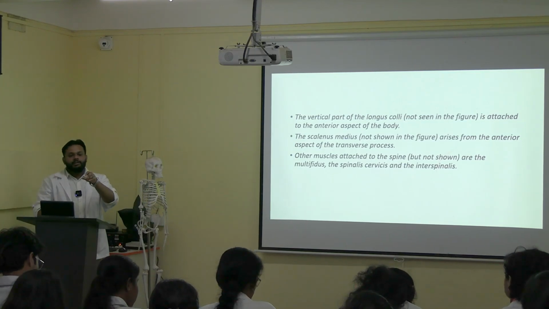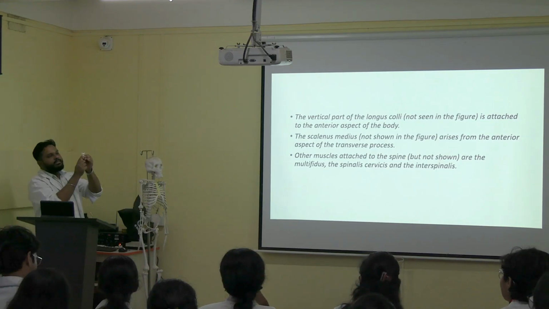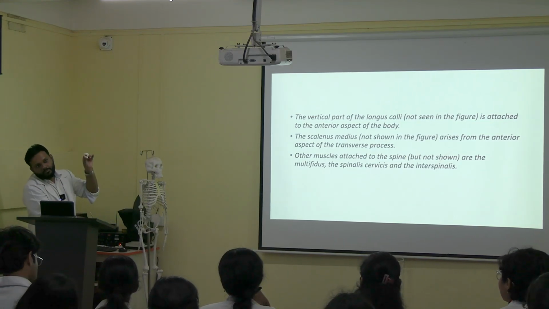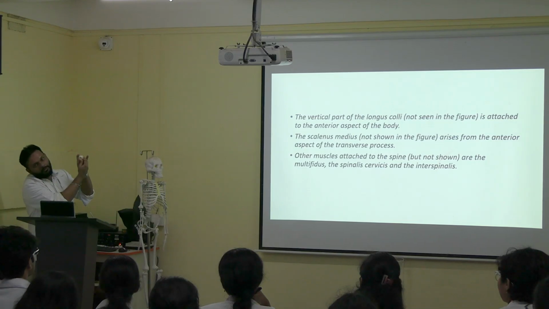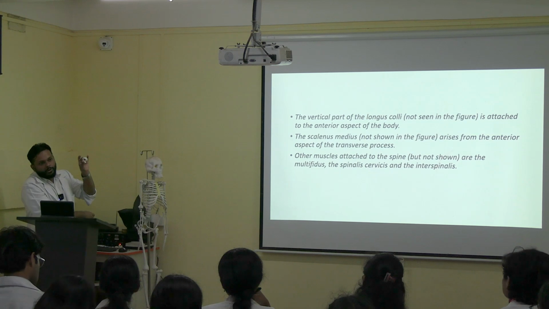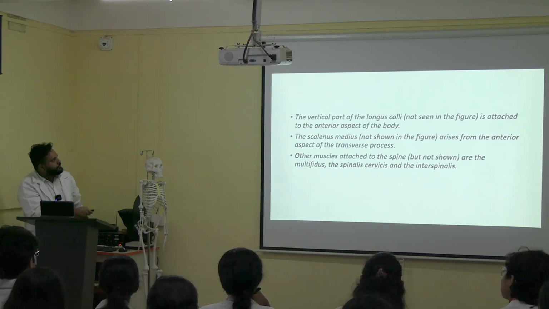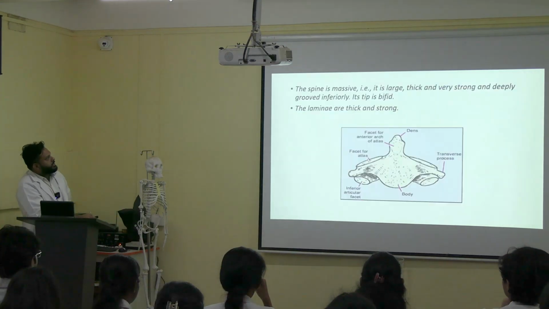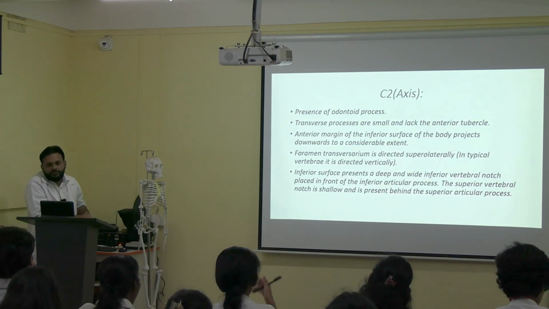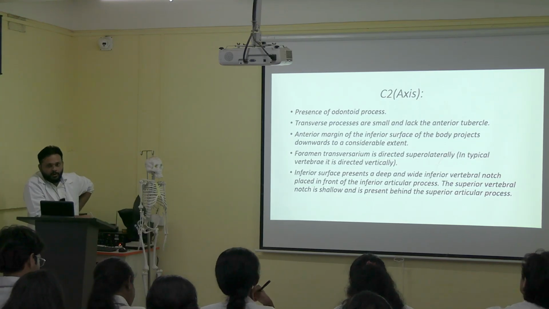See, these are the transverse processes. Is it big or small? Small. This bone has an odontoid process. These are the special features of C2 or axis. There is presence of the odontoid process, and the transverse processes are small.